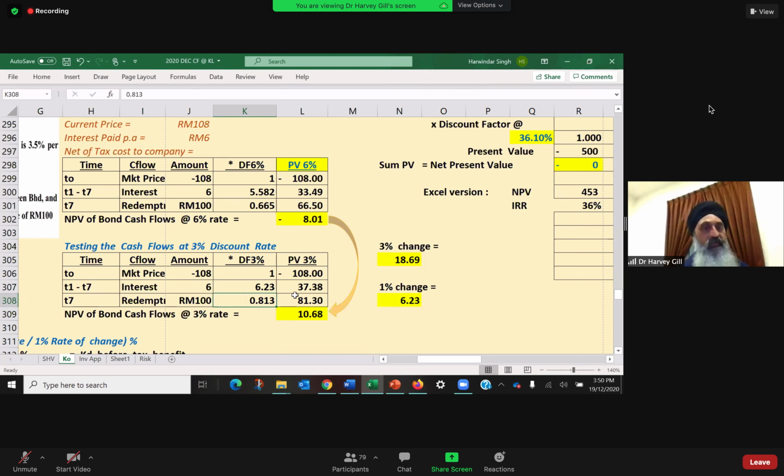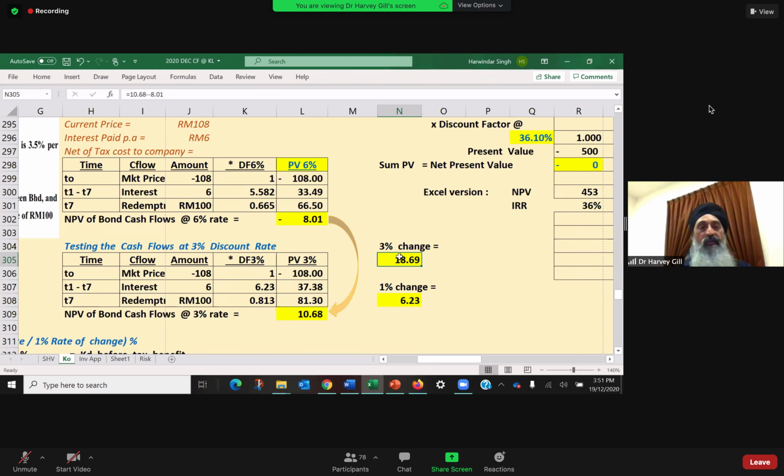So now I know that the returns on these cash flows are somewhere between 6% and 3%. Because when I test the cash flows at 6%, I get a negative NPV. When I test them at 3%, I get a positive NPV. And I changed my discount rate by 3%. By changing my discount rate 3%, my net present value from minus 8.01 went through 0 to 10.68. So the total change in my net present value over 3% was 18.69.